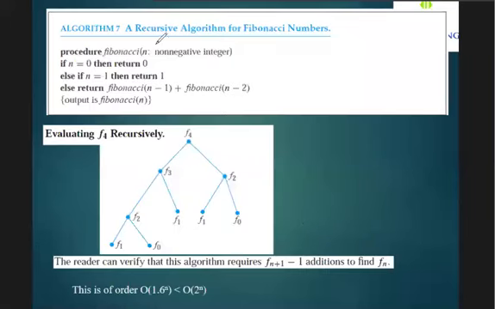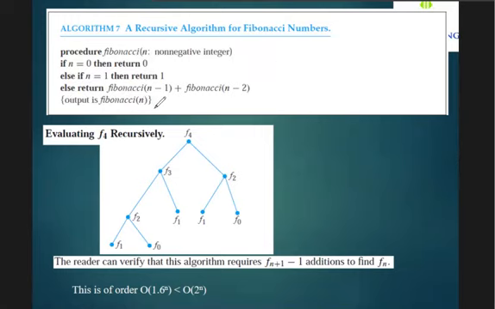So over here, a recursive algorithm for Fibonacci numbers: procedure Fibonacci(n), where n is a non-negative integer. If n is equal to 0, then return 0. Else if n is equal to 1, then return 1. Else return Fibonacci of n minus 1 plus Fibonacci of n minus 2. And the output is Fibonacci of n.